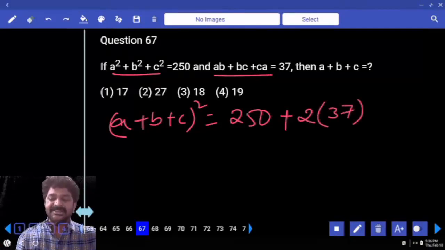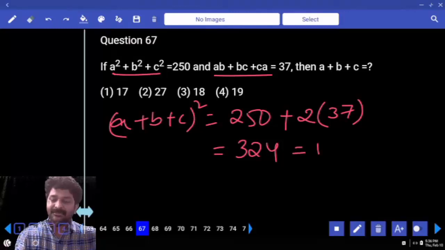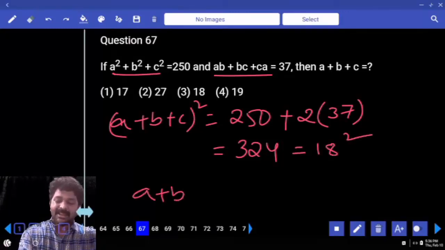So I'll write it as 2 times 37. How much is that? 74. 250 plus 74 is 324. If (a plus b plus c) whole square is equal to 324, which is 18 square only, then a plus b plus c value is equal to 18.